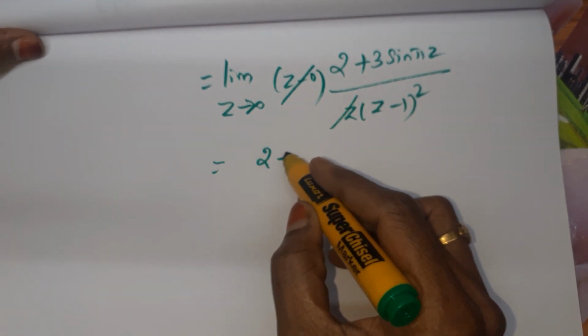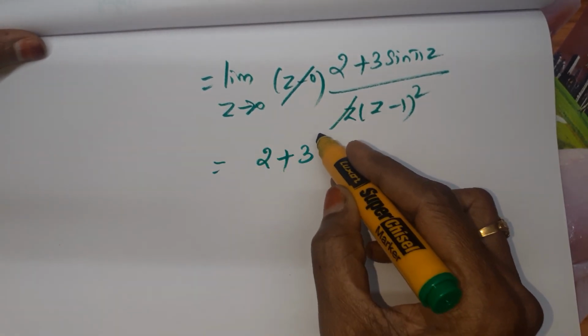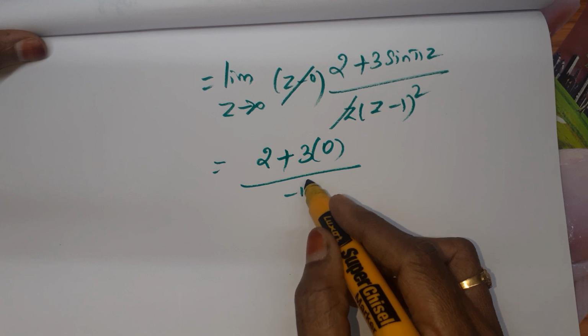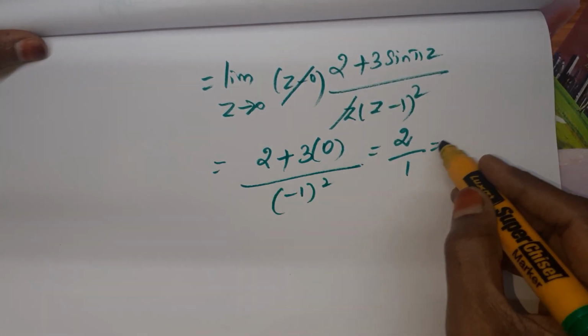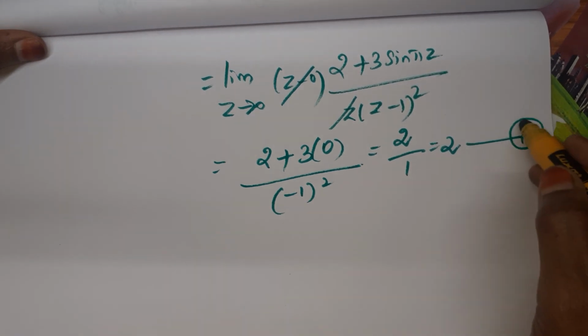So 2 plus 3 sin 0 by 0 minus 1, it is minus 1 the whole squared, minus 1 the whole squared is plus 1. So 2 by 1, which is equal to 2. So this is our first pole.